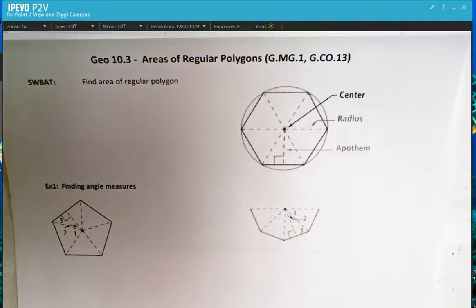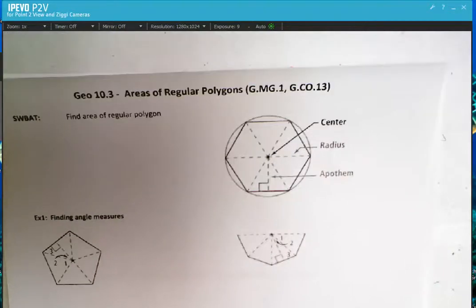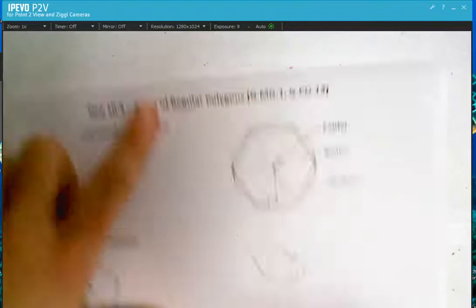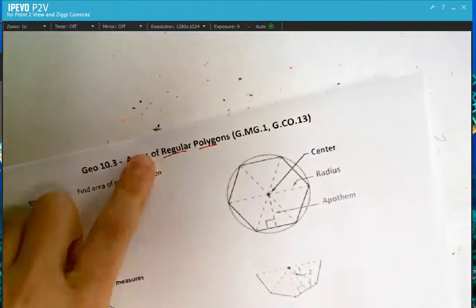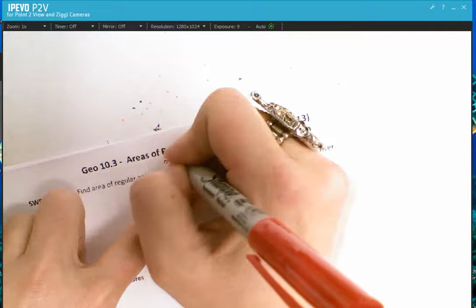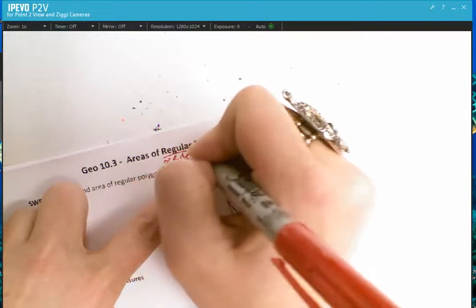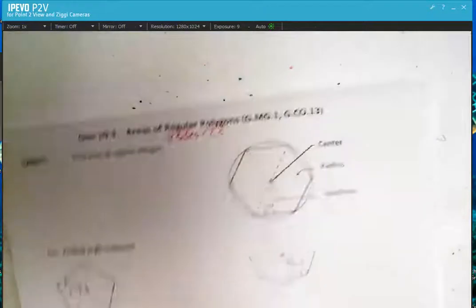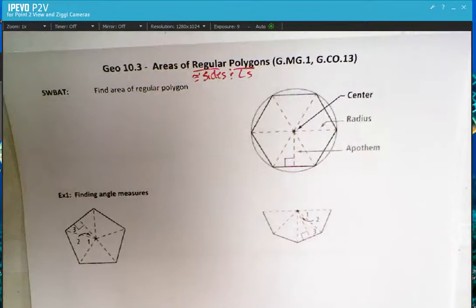Hi guys, we are going to take a look at 10.3 today, which is areas of regular polygons. So let's remind ourselves what regular means. That means congruent sides and angles. So that's where a regular polygon comes from. And we should be able to find the area by the time we're done.